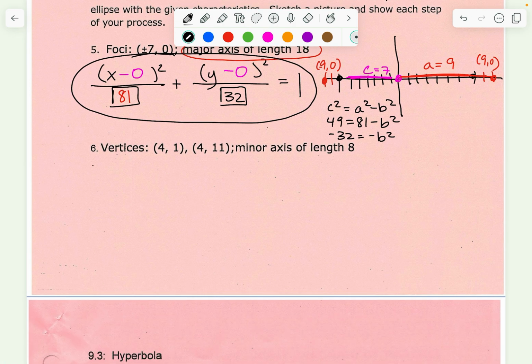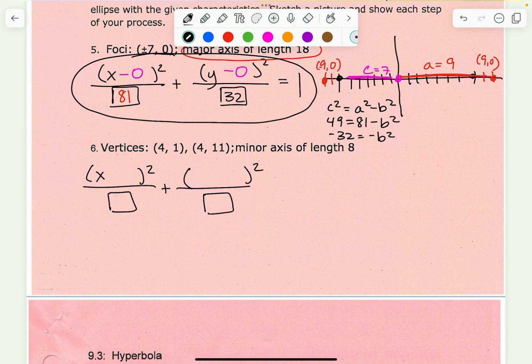All right, I'm going to set it up again and draw a little picture. 1, 2, 3, 4. And then 1, 2, 3, 4. 1, 2, 3, 4, 5, 6, 7, 8, 9, 10, 11. What are those? Your vertices? Cool. If those are your vertices, you've got to find the midpoint.